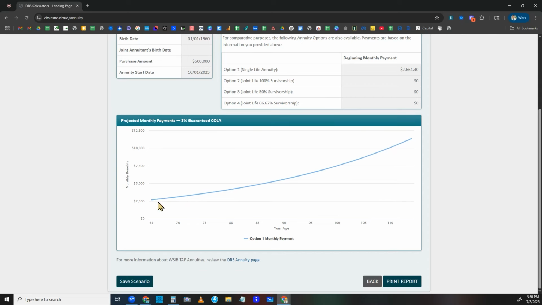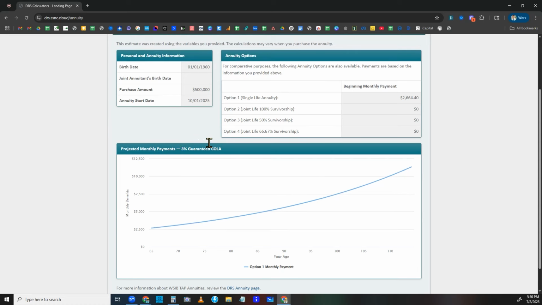Now, these TAP annuities are very strong. They've got great payouts, but this is the key, is this 3% guaranteed COLA. If you ever shop the private markets, you're going to have a really tough time beating this. And we've had a lot of people try to beat it. I've had a lot of annuity experts try to beat it. Nobody can.